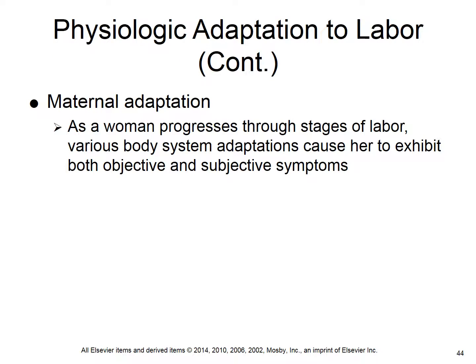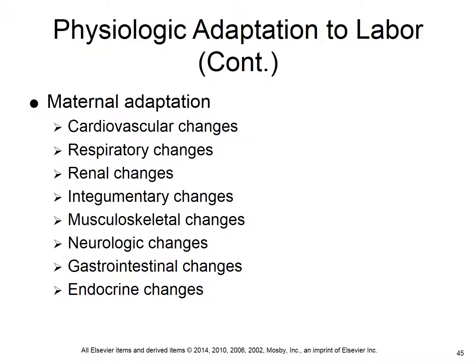The mother also goes through some physiologic changes during labor. As a woman progresses through the stages of labor, various body systems have to adapt, causing her to exhibit both objective and some subjective symptoms. Last but not least, we're going to cover some physiologic adaptations to labor that mom has to go through. And here are the main systems involved: cardiovascular, respiratory, renal, integumentary, musculoskeletal, neurological, gastrointestinal.